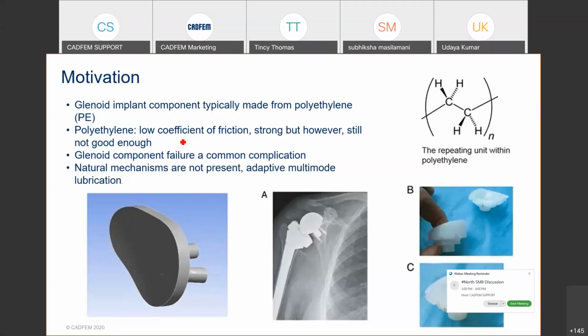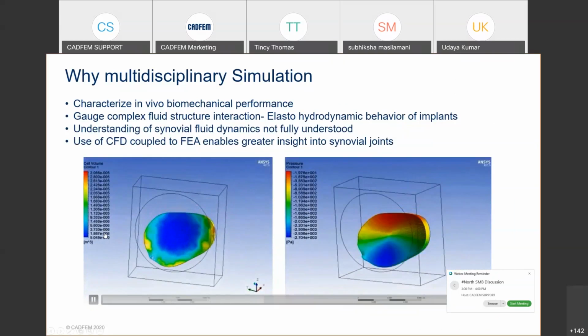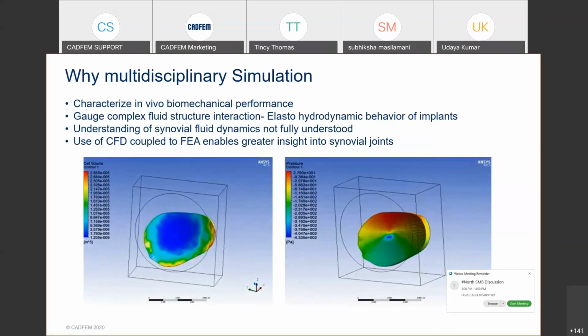So in order to understand how the mechanism is actually working, you have to consider the fluid part also. If you consider how the fluid is interacting with the structures, you will be able to study where the high pressure and low pressure regions are. Understanding that, you will see how efficiently the fluid is moving, and thereby how lubrication is happening, right? So this is the main reason why you should go for multidisciplinary or multi-physics simulations.